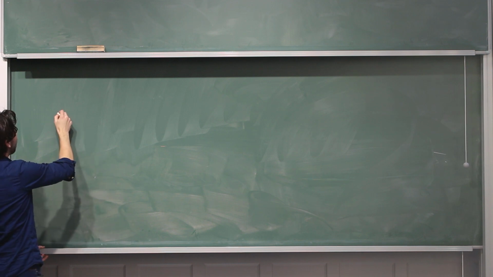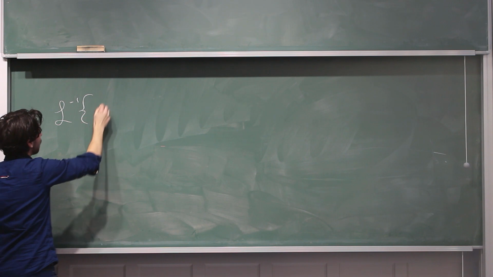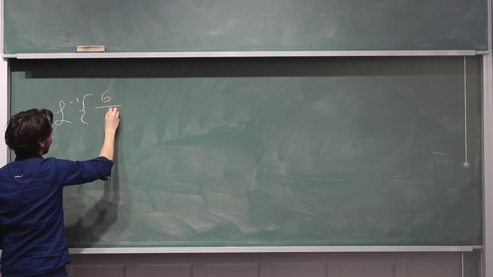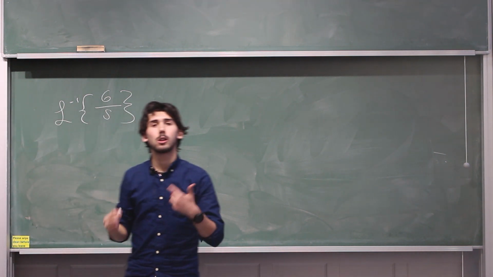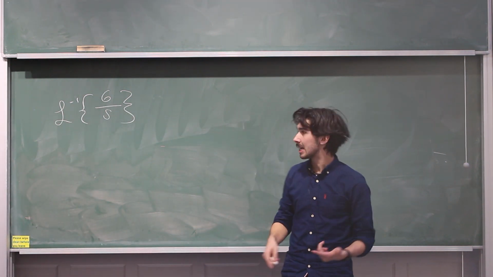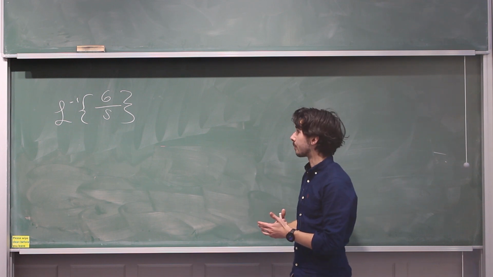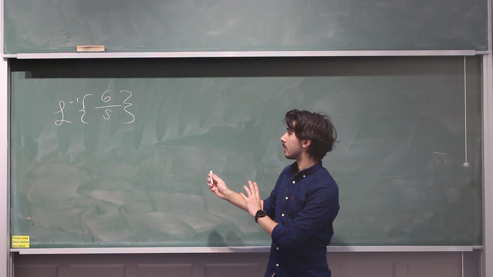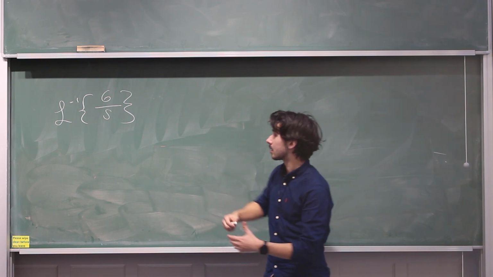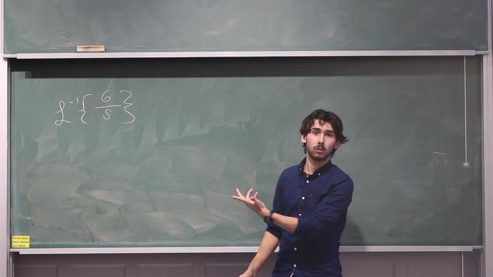Okay, so let's find the inverse Laplace transform of 6 over s. In other words, what Laplace transforms to make 6 over s? That's the question. Okay, let's have a look. So how can we do this? All you want to do is try and transform this into something where you do know the Laplace transform, because that doesn't really look that obvious, right?